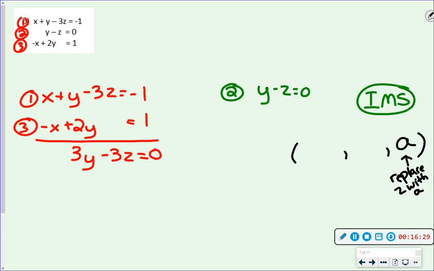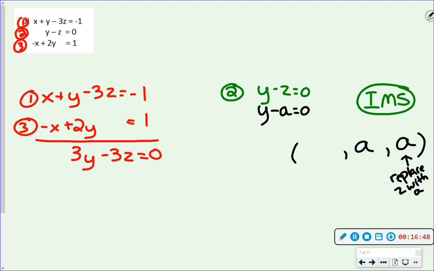Now, no different if this was a 7. You would plug in 7 for z and you would figure out what y is. So I'm just going to go back to this one. This is nice and easy. So if I put an a in here and I solve for it, I get the same thing, and you're like, why are we doing this? Wait for it, wait for it, wait for it.